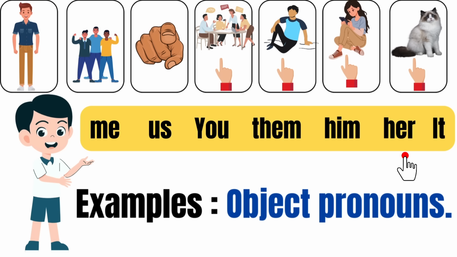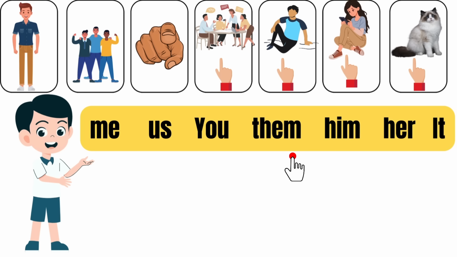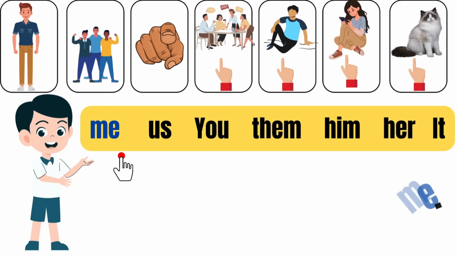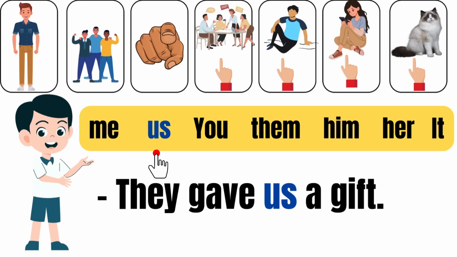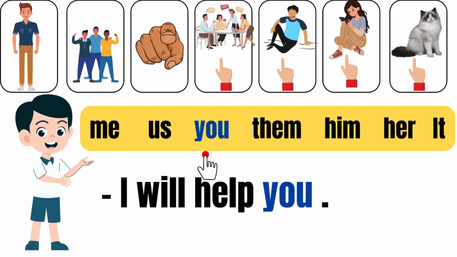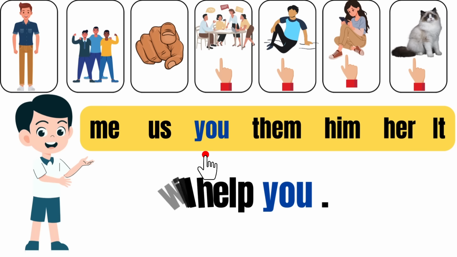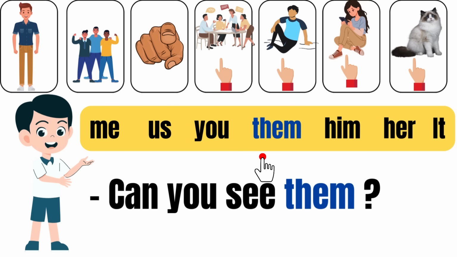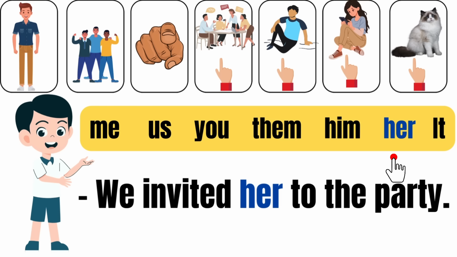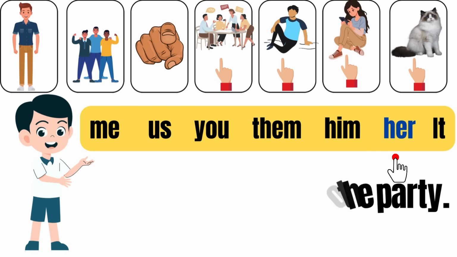Object pronouns with examples. The teacher called me. They gave us a gift. I will help you. Can you see them? She saw him at the store. We invited her to the party. The dog chased it.